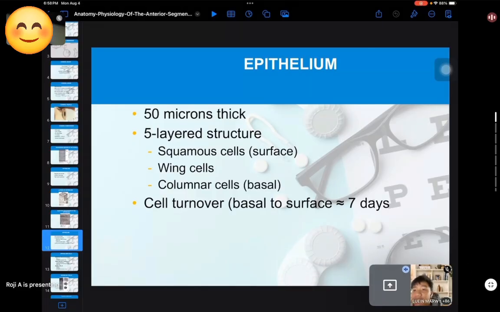All right. So we have squamous cells, which is the surface, the wing cells, and the columnar cells. Wait. You said 5 layers. Then how come there's only 3? Correct?